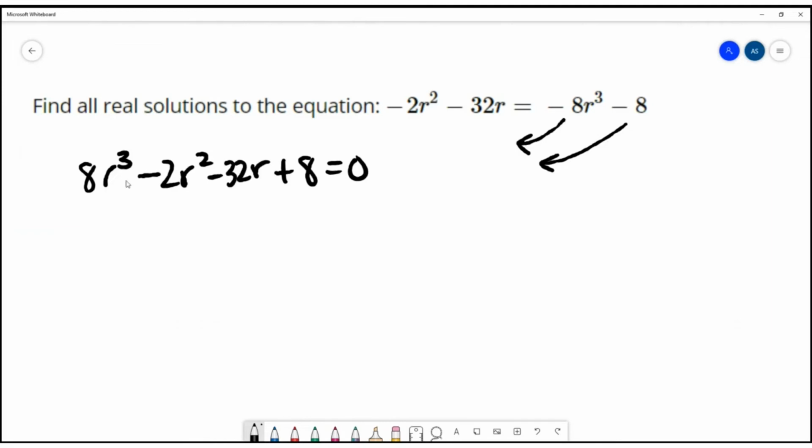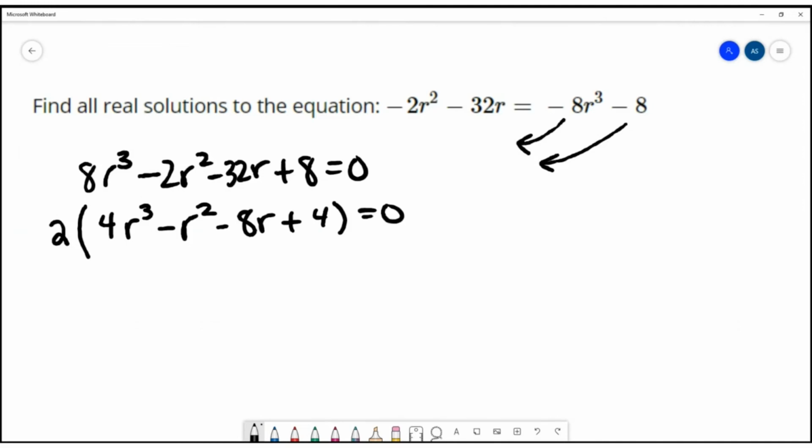Now that I have all the terms on the same side with 0 on the other side, I'm going to see if there is anything in common between all the terms. I notice that these are all even numbers, so I'm going to factor out a 2 of all these terms, and I'll have 4r cubed minus r squared minus 8r plus 4 equals 0. I'm going to group two terms at a time and factor the greatest common factor out of each group.